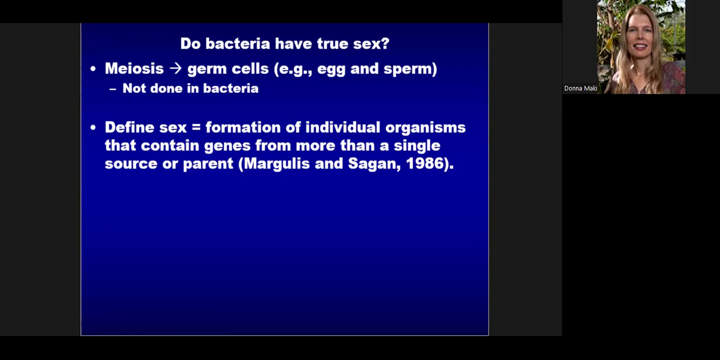This is proposed by Lynn Margulis from the endosymbiosis theory and her son, Dorian Sagan. They say, if we define sex as the formation of individual organisms that contain genes from more than a single source or more than a single parent, then that's microbial sex. And that works, because microbes don't have egg and sperm. They don't do that. But they can contain genes from more than a single source or parent, so to speak.